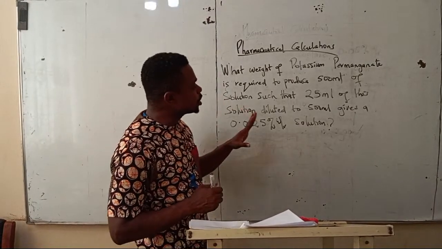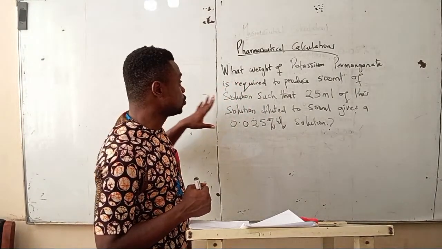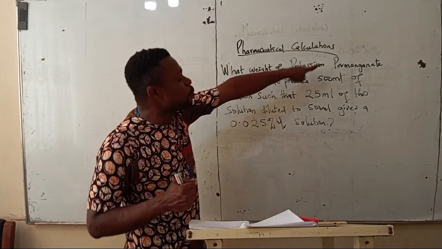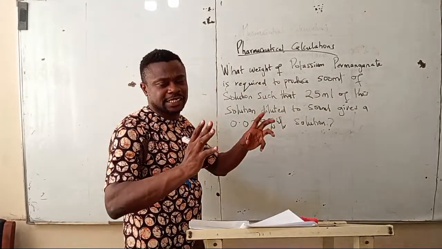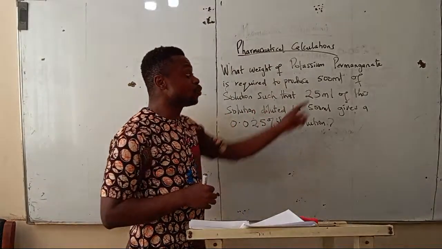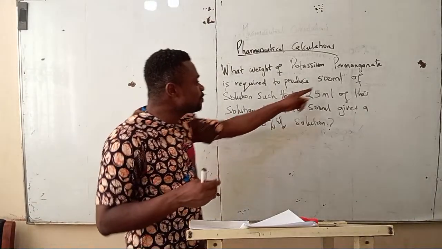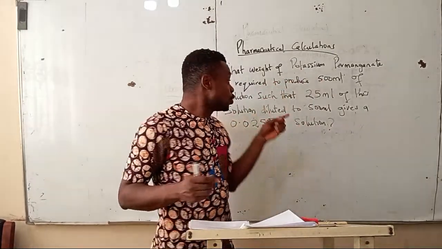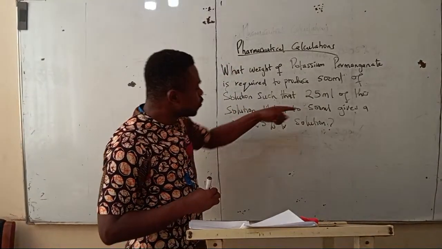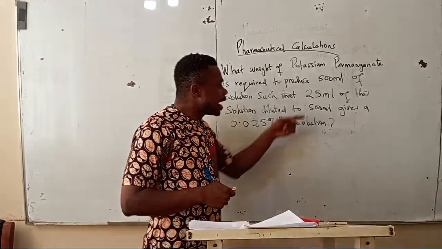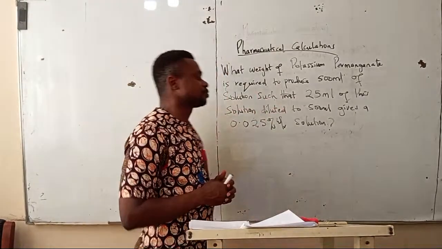Now, to solve this question, we need to understand which one is the solute and which one is the solution. The solute there is potassium permanganate. That is solid. We are looking for the weight. They didn't give us the weights that were dissolved first to produce 500 ml solution. But we are told that from the 500 ml solution produced, 25 ml of that solution was taken and diluted to 500 ml, giving a concentration of what? 0.025% weight in volume.